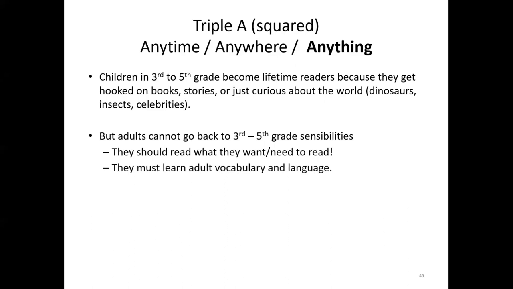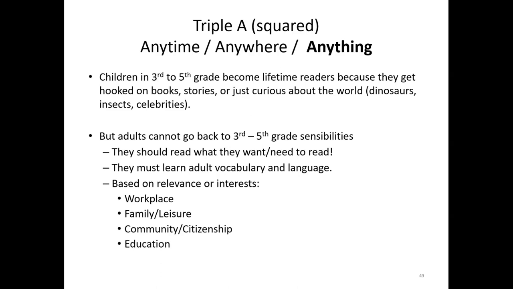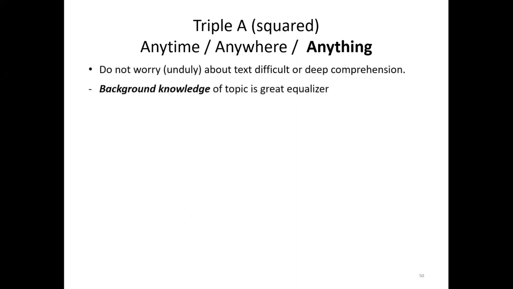And this is basically because they have to learn and use adult vocabulary and language. So it has to be based on their relevance or interests in all these different domains that are important to their lives. That's what's going to use the background knowledge, and that's what's going to use the motivation. So I'm saying don't worry too much about text difficulty or deep comprehension.